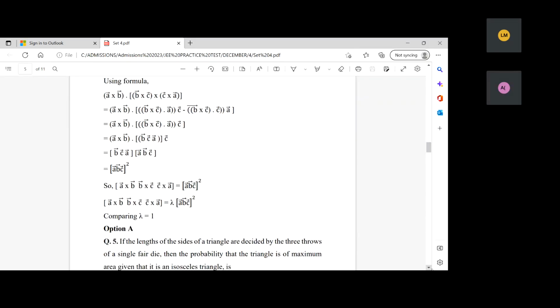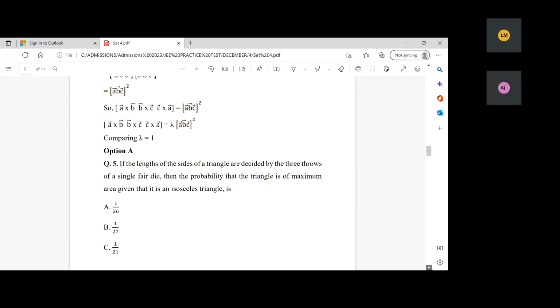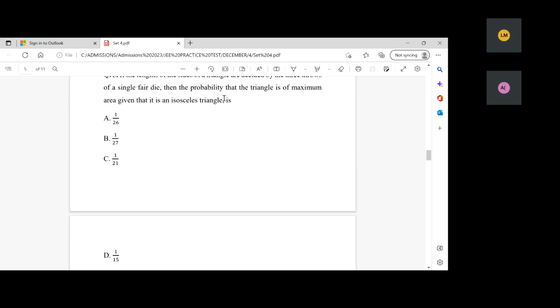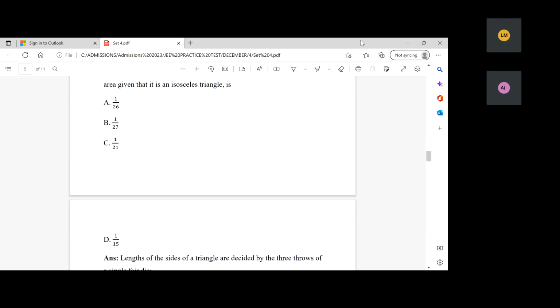Yes, so I have another question for you. If the length of the sides of a triangle are decided by three throws of a single fair die, then the probability that the triangle is of maximum area, given that it is an isosceles triangle, is: the options are 1 by 26, 1 by 27, 1 by 21, 1 by 15.